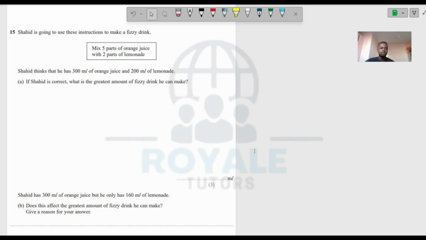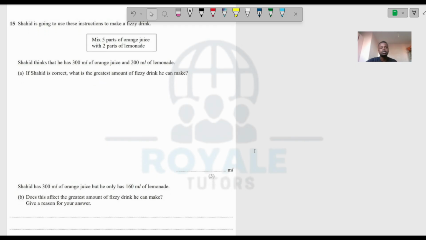Shahid is going to use this instruction to make a fizzy drink. Mix 5 parts of orange juice with 2 parts of lemonade. Shahid thinks that he has 300 milliliters of orange juice and 200 milliliters of lemonade. If Shahid is correct, what is the greatest amount of fizzy drink he can make?